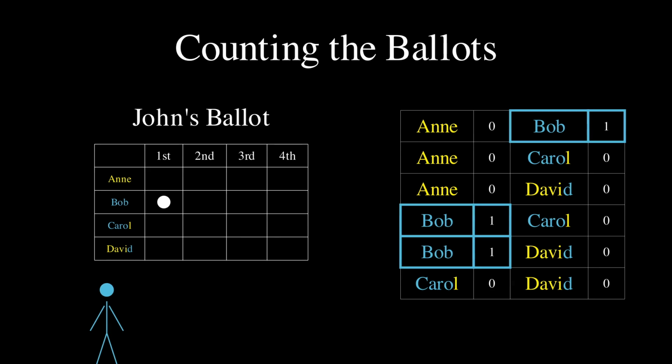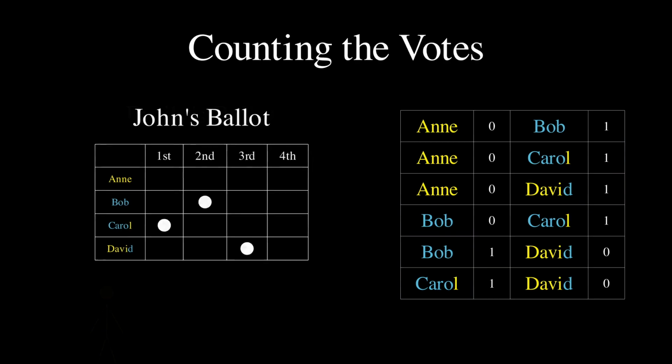John prefers Carol over either of the yellow candidates, so John ranks Carol second, ahead of Ann and David. Ranking Carol second registers John's preference for Carol over Ann and Carol over David. Finally, John prefers David's more balanced approach over Ann.